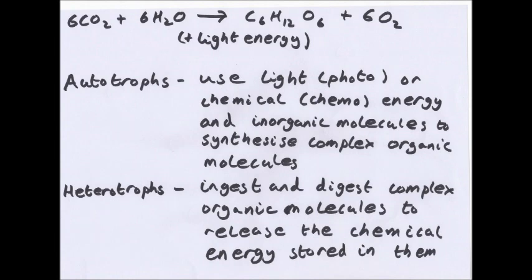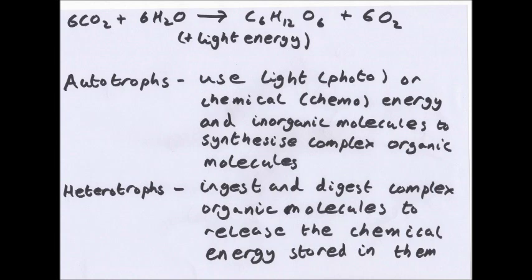So, what is photosynthesis? It's the process whereby light energy from the sun is transformed into chemical energy and used to synthesize large organic molecules such as glucose from inorganic substances, which are carbon dioxide and water. The equation is 6 carbon dioxide plus 6 water plus light energy becomes glucose and 6 oxygen.